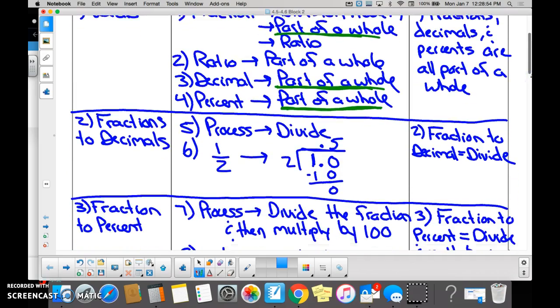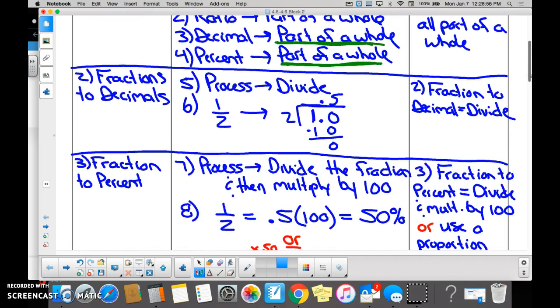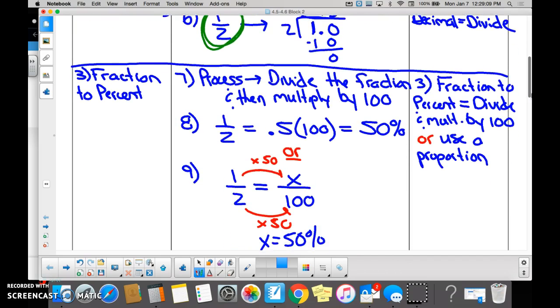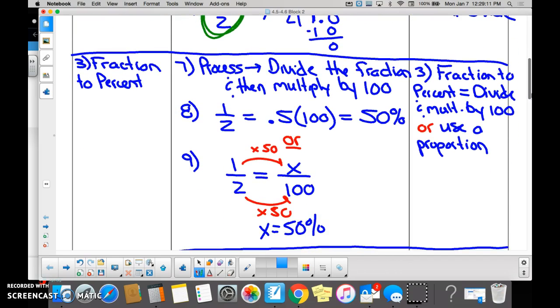Divide. You divide. And by the way, if you were showing your work, what number of a fraction goes inside the box? Numerator. The top number, right? Numerator. Excellent. Okay, how do you go from a fraction to a percent? Mustafa, really loud. Divide the fraction and then multiply.